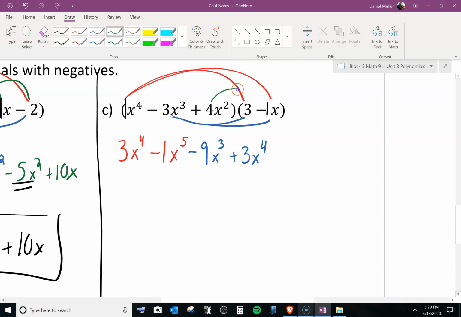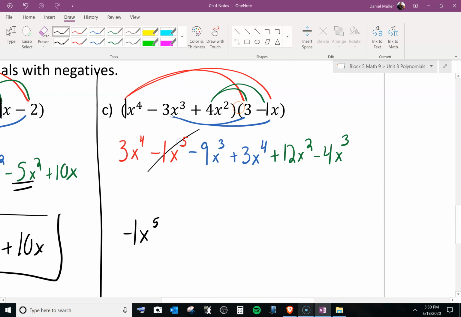And then 4 times 3 is 12. And there's going to be an x squared. And 4 times -1 is -4. An x squared and an x gets me an x cubed. So finally I have something that's not an x4. I've got an x5 is my highest. Negative 1 x5. And there's only one of those.